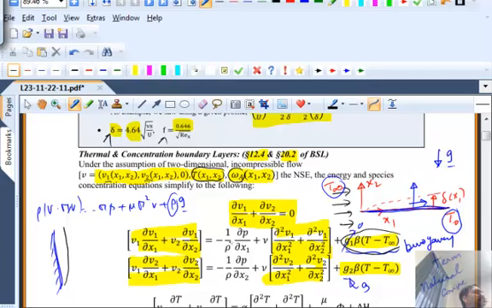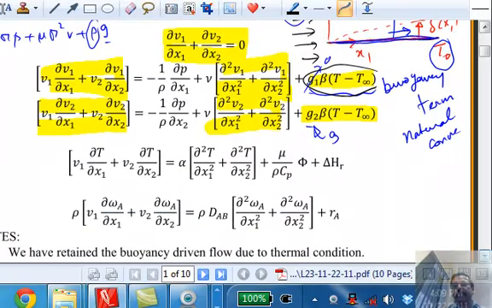But I'm putting both the terms here, but very soon we are going to look at only forced convection, where I'm going to drop the buoyancy term. I'm just showing you that it is there.